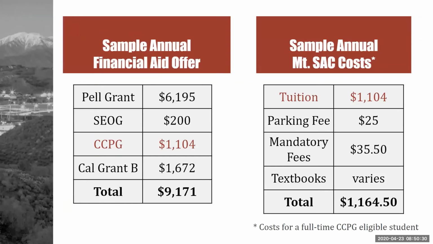Here is an example of how you can use your Mount SAC financial aid offer to develop a financial plan. Once you review your financial aid offer, you can calculate the total amount of financial aid you are receiving compared to the total amount of expenses or costs that you will need to pay. Notice how in this example, the student is receiving about $9,000 of free financial aid money. This amount is much greater than the total costs which the student plans to pay. In this example, the student would receive a refund and can then use those funds to pay toward textbooks, transportation costs like gas, and even living expenses.